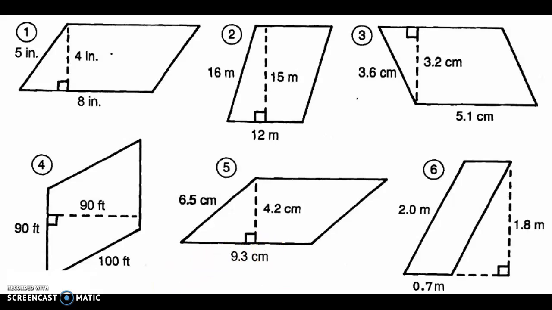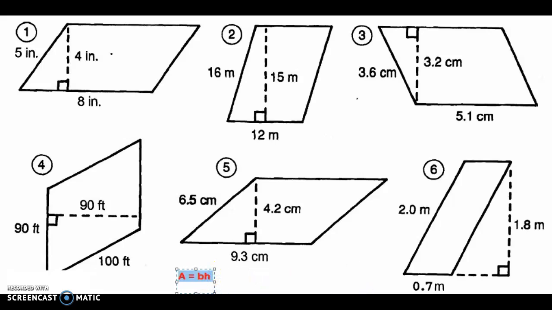Alright guys, I'm here to help you with some parallelograms. And as we learned, our formula for all parallelograms when we're looking for area is A, usually a capital A, equals base times height, right? Or just BH, because we know when two variables are next to each other, that means they're multiplying each other. So base times height.